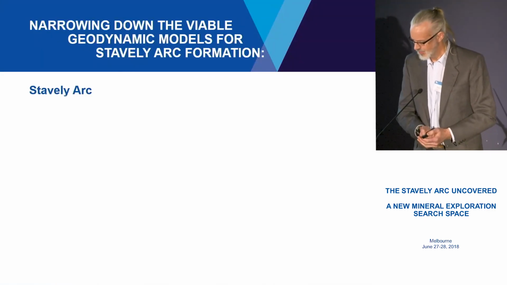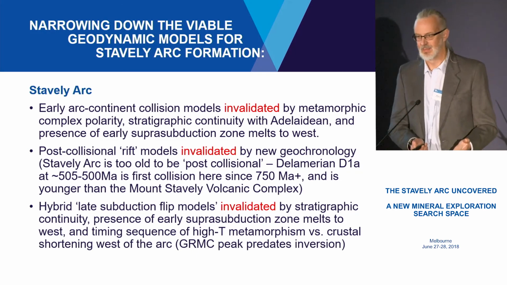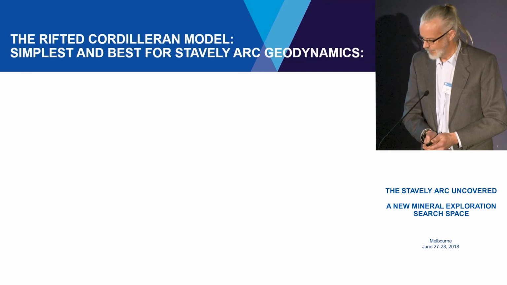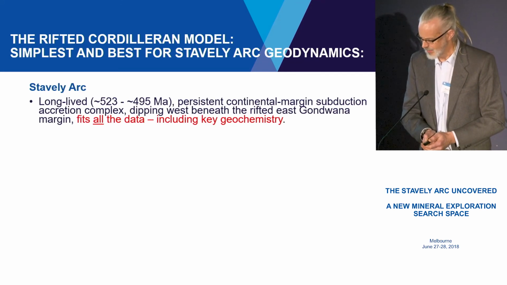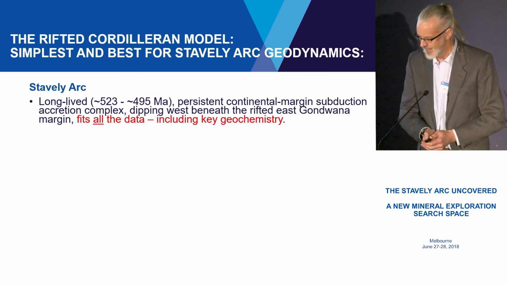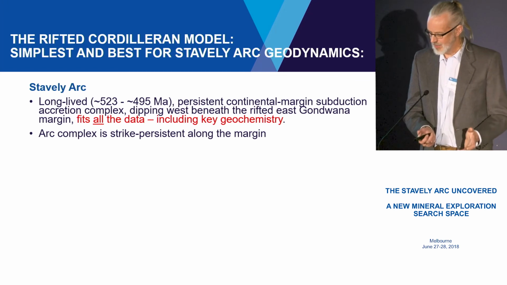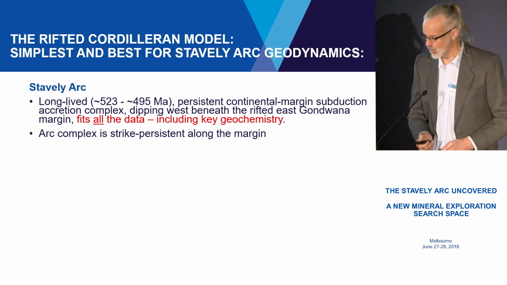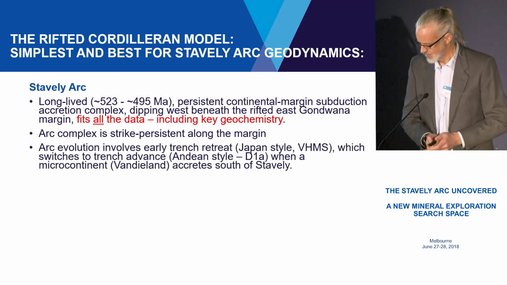So in terms of conclusions, there are some previous models. We think that they've been invalidated by all the subsequent data we've got, and also the regional context. For the rifted Cordillera model, we think it's the simplest and best for the Stavely Arc geodynamics. It's quite long-lived, and it fits all the data. The arc complex is really strike persistent, but this is the best bit to explore in because it's so shallowly buried. Sorry, New South Wales.